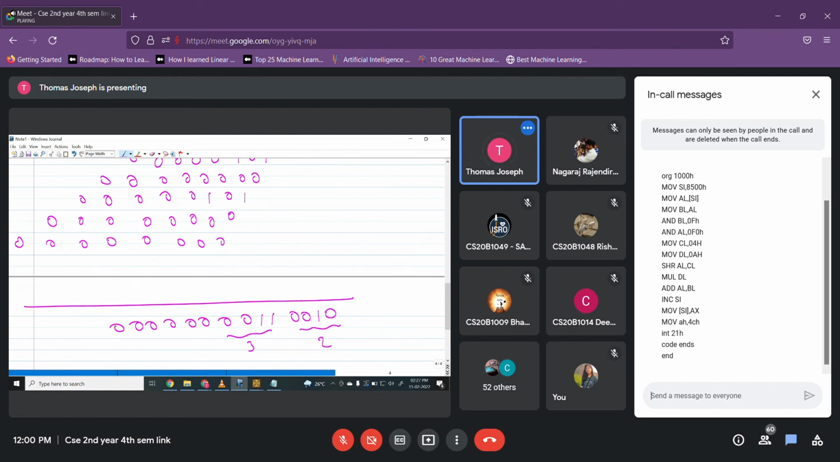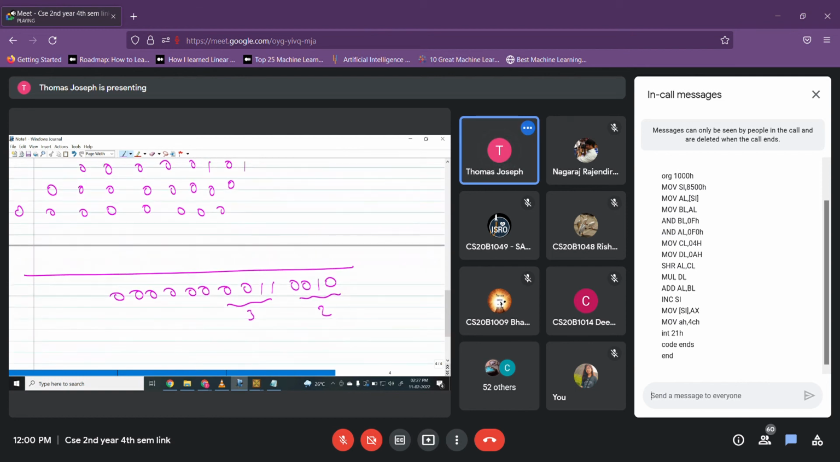Then you are adding that 8. So 32 plus 8. This is also hexadecimal. 8 plus 1, 9. 8 plus 2 is 10. That is represented by A. So 3A. You will get 3A as the answer.